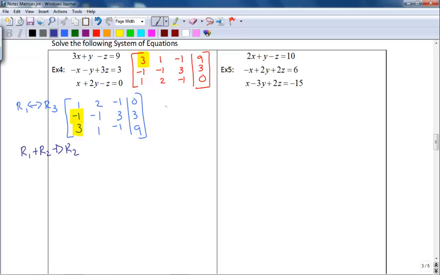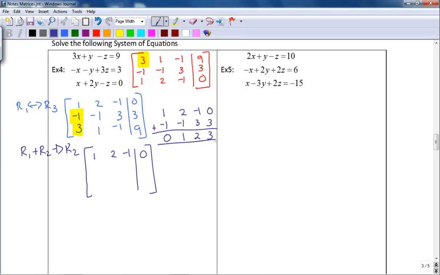So I'm going to do it on the side over here. If I take row 1, which is 1, 2, -1, and 0, and I add that to row 2, which is -1, -1, 3, and 3, well, I'm going to get 1 plus a -1 is 0, 2 plus a -1 is 1, -1 plus 3 is +2, and 0 plus 3 is 3. So when I write my matrix now, row 1 stayed the same as 1, 2, -1, and 0. My new row 2 is that 0, 1, 2, 3, and row 3 stayed the same as 3, 1, -1, and 9.